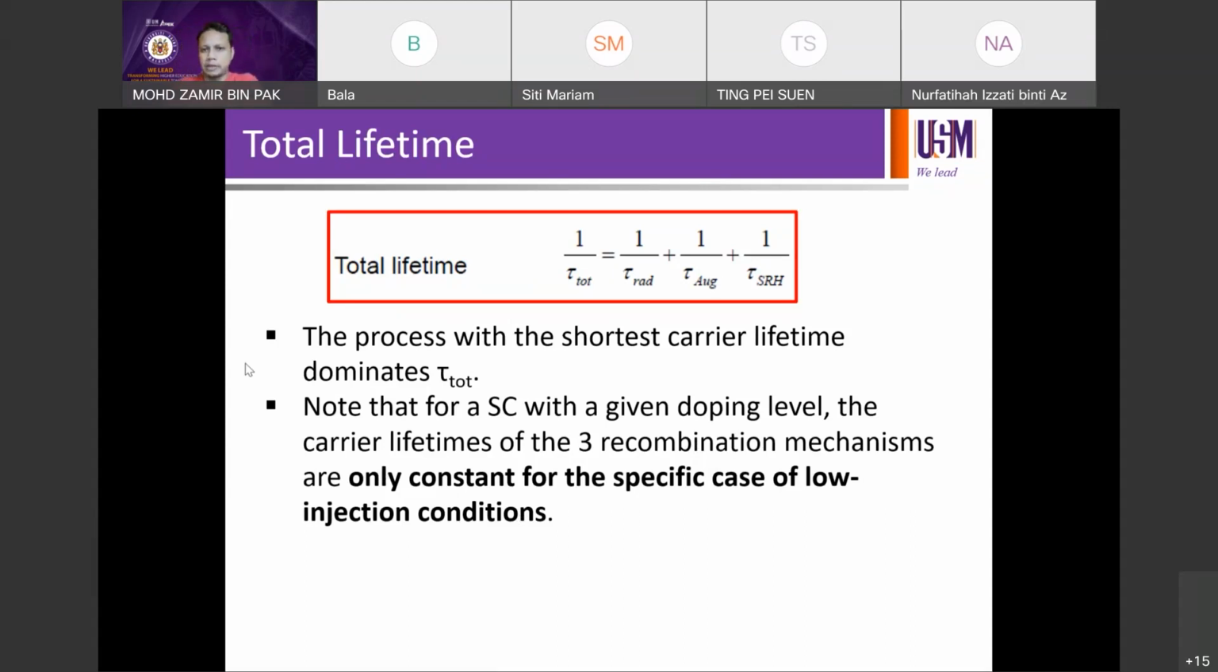So when you talk about, let me just point using the cursor, lifetime tau. It is a measure of the life of your carriers. So lifetime measures the time your carriers survive from generation to recombination. Once you generate the carriers until they recombine, the duration they survive is called lifetime. It's the lifespan of the carriers.